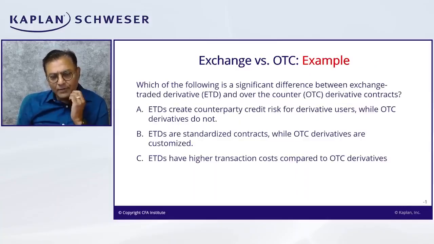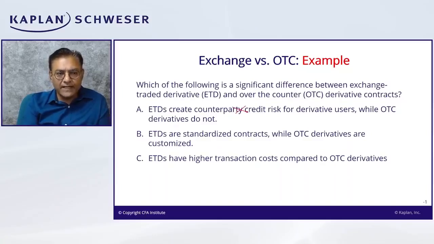Now, let's look at a quick example from the Institute curriculum books. Which of the following is a significant difference between exchange-traded derivative and over-the-counter? Choice A says ETDs create counterparty risk, which is not true. In fact, ETDs reduce or eliminate counterparty credit risk. So choice A is incorrect. Choice B says exchange-traded derivatives are standardized contracts. Yes, they are standardized contracts, while OTC derivatives are customized. So B is our most likely answer.